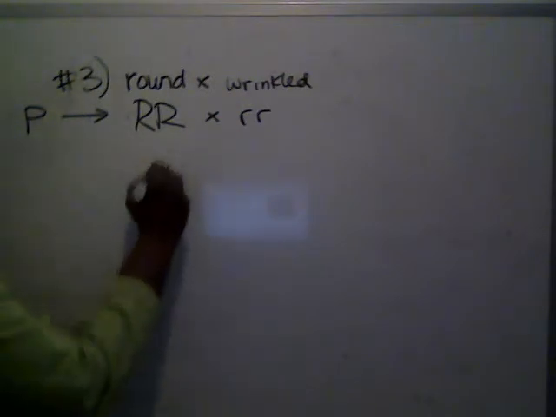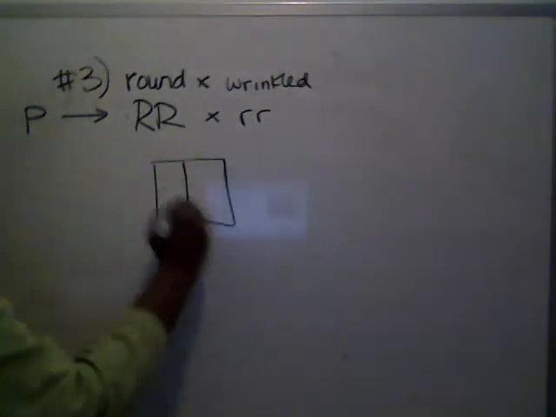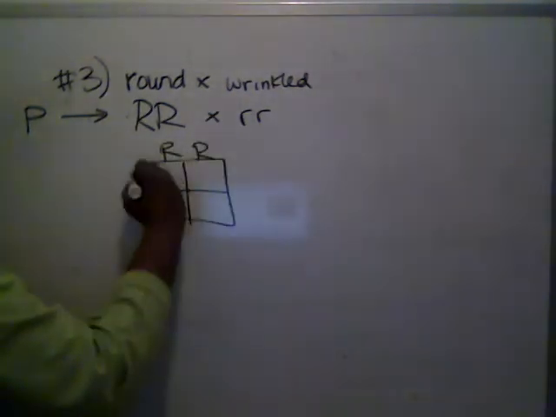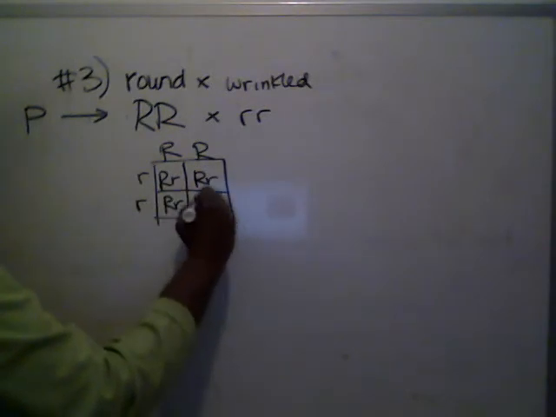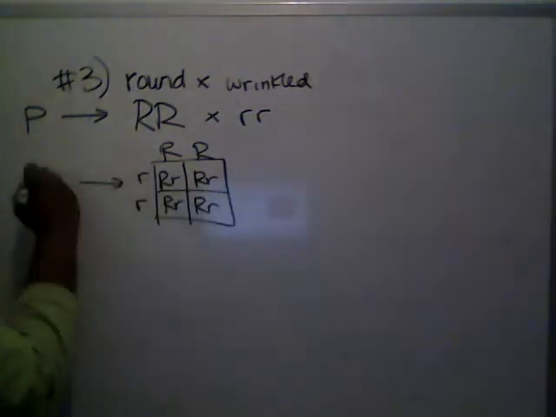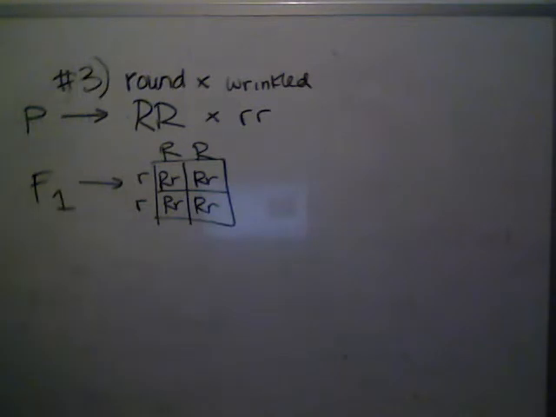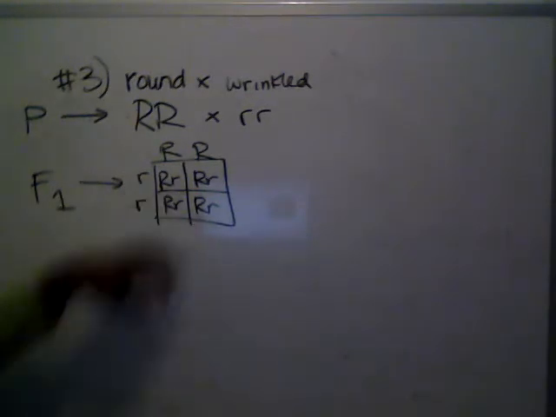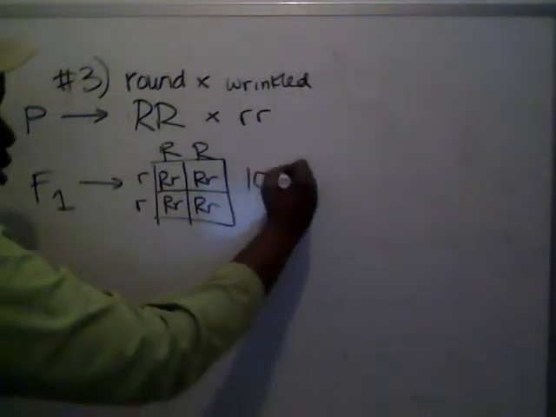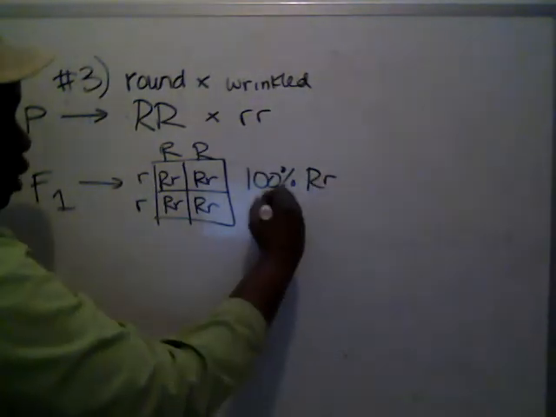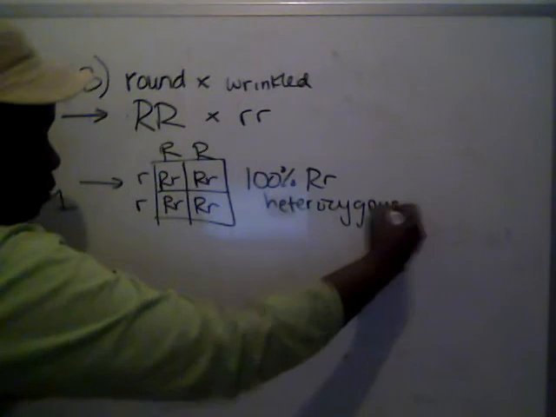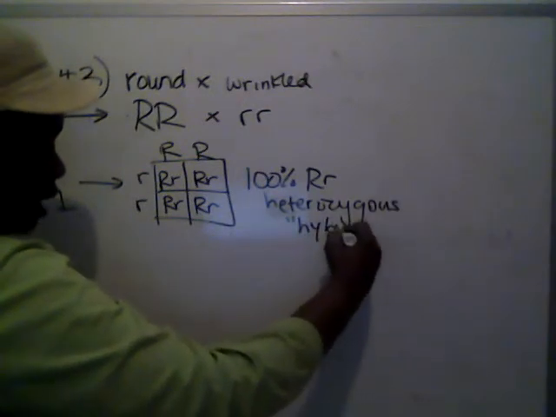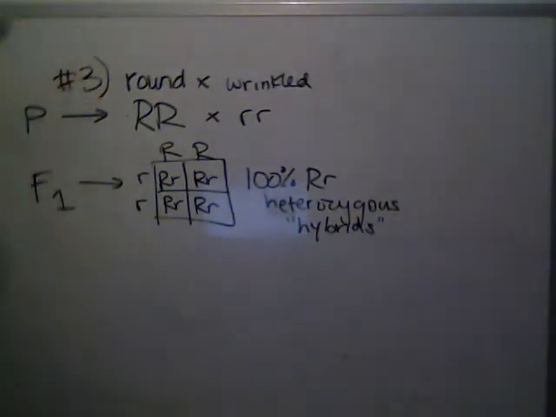So if we were to cross these plants, so mate those two parents together, we would see that the first generation, or we call this the F1 generation, the first generation, are all heterozygous. So 100% big R, little r. We usually would use the term heterozygous. He actually called them hybrids. So 100% hybrids for the F1 generation.